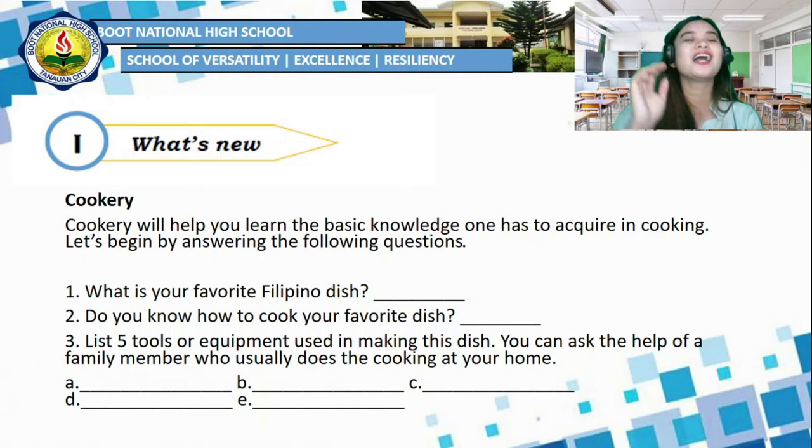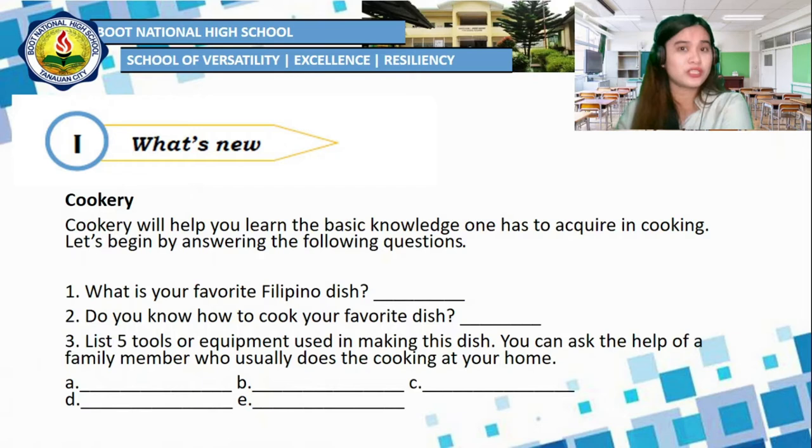Next, let's have number 3. Now, I want you to list 5 tools and equipment used in making this dish. You can ask for the help of your family member who usually does the cooking at your home. For example, class, your mom is the one who always cooks, and your favorite dish is adobo. Now, mom or nanay, ano po ang mga ginagamit ninyo na tools para lutuin ang adobo? So, your mom can say, gumagamit sila ng kaserola, sandok, kutsilyo, sangkalan or chopping board. So, you can write at least 5 tools and equipment, okay?